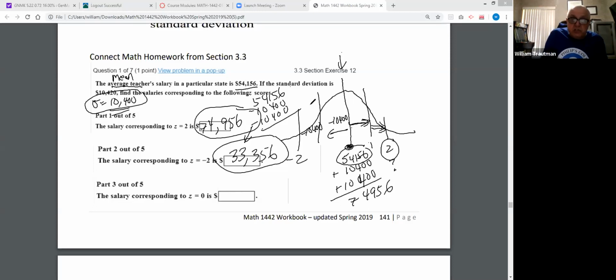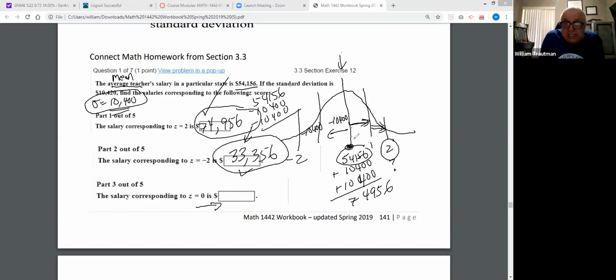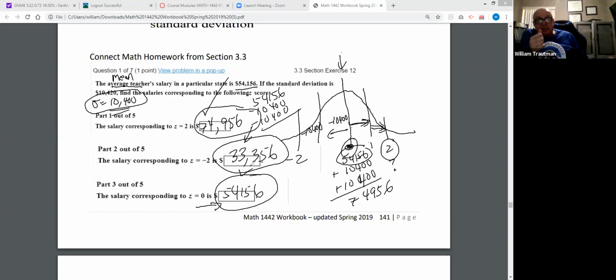So here's a question for you. If 2 standard deviations is 74,000, a minus 2 standard deviations is $33,000. What's a z of 0 equal? How much is that teacher making at z of 0? 54,156. Yeah, that's the mean. A z of 0 is the average, 54,156. So we just answered all 3 of these without using a calculator other than to add and subtract. So that's pretty cool. Thanks for the answer.